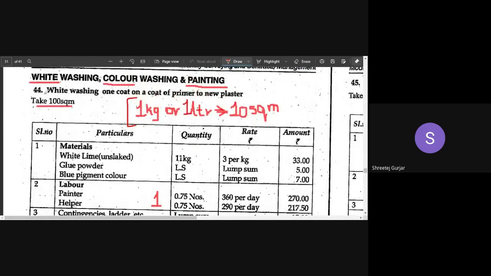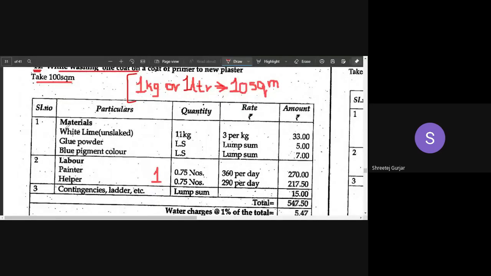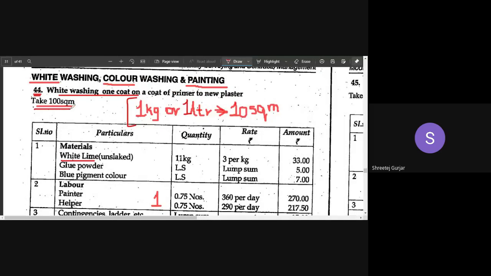The first thing we will learn is whitewashing one coat on a coat of primer to new plaster. We have been asked to do the rate analysis of whitewashing in one coat. The material required for whitewashing is white lime, which is usually in powdered form. As I've told you, for 10 square meters we require 1 kg.